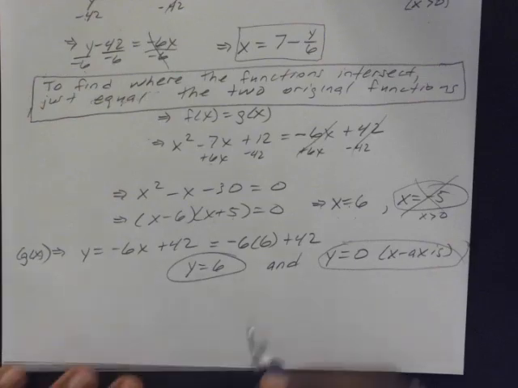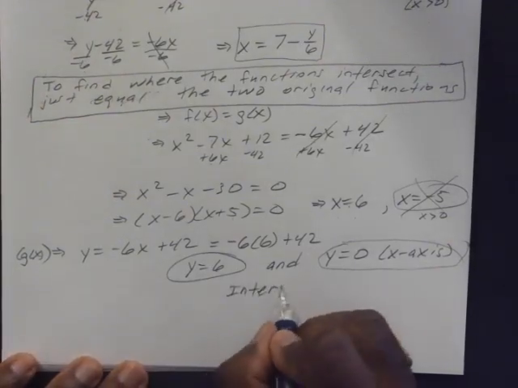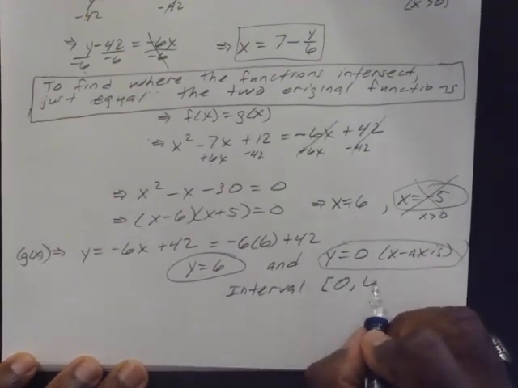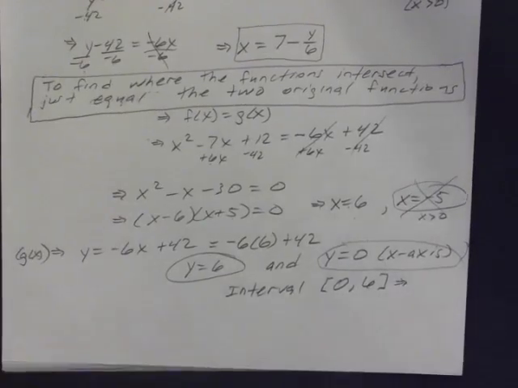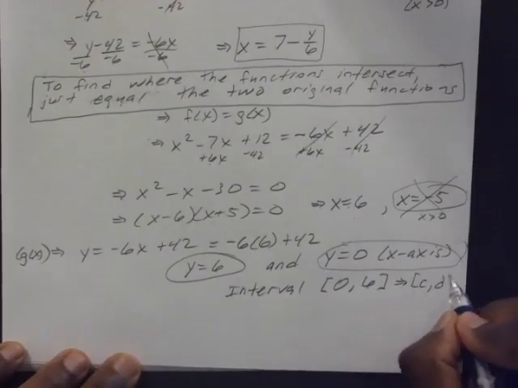And we know the x-axis is just y is equal to 0. So we know that our interval is from 0 to 6. And remember, because we're integrating with respect to the y-axis, that's your c to d.